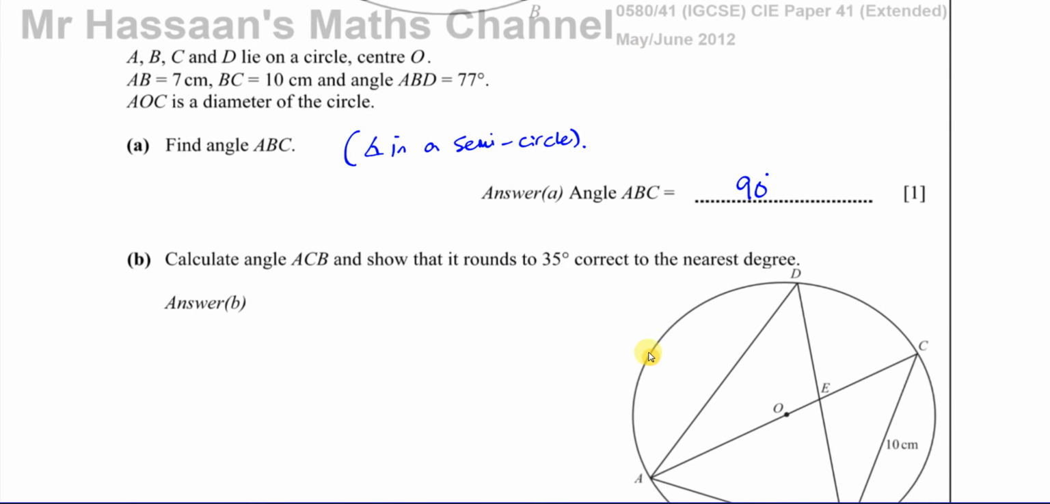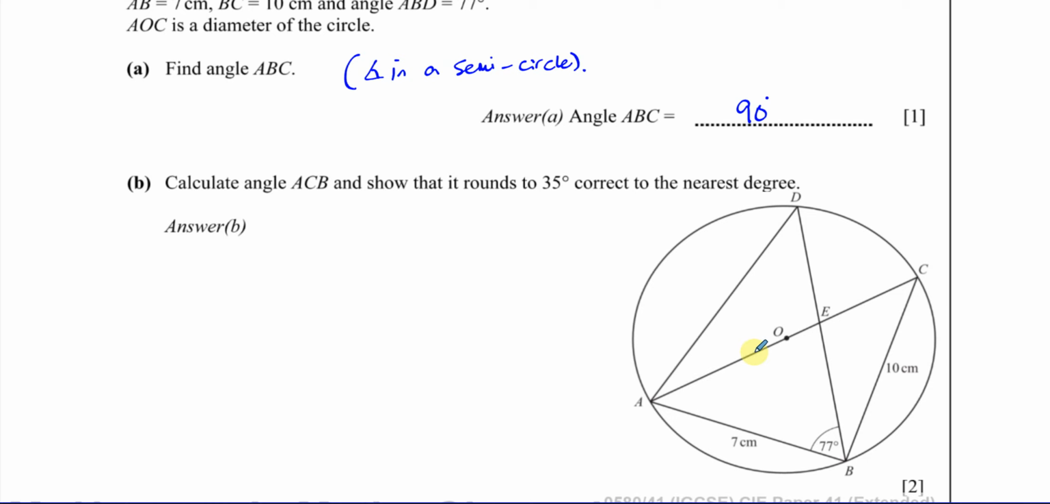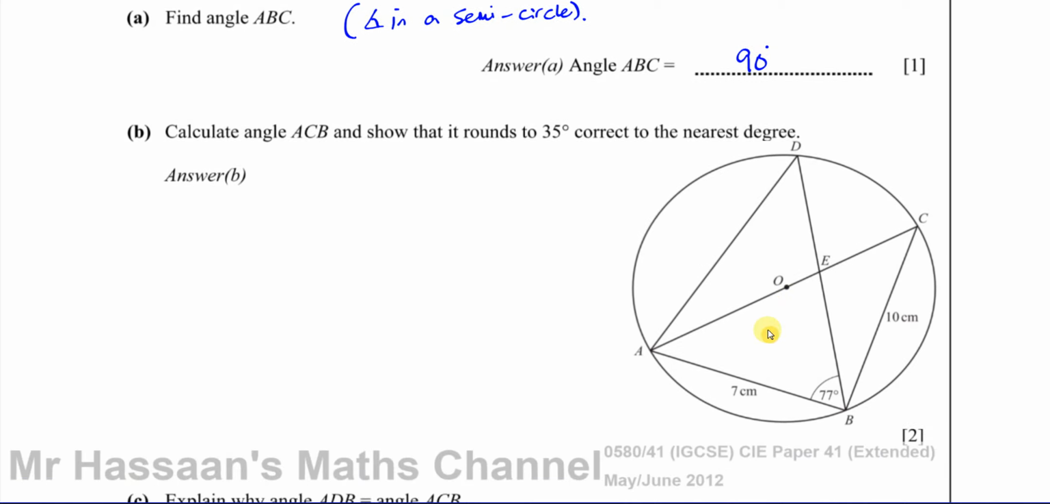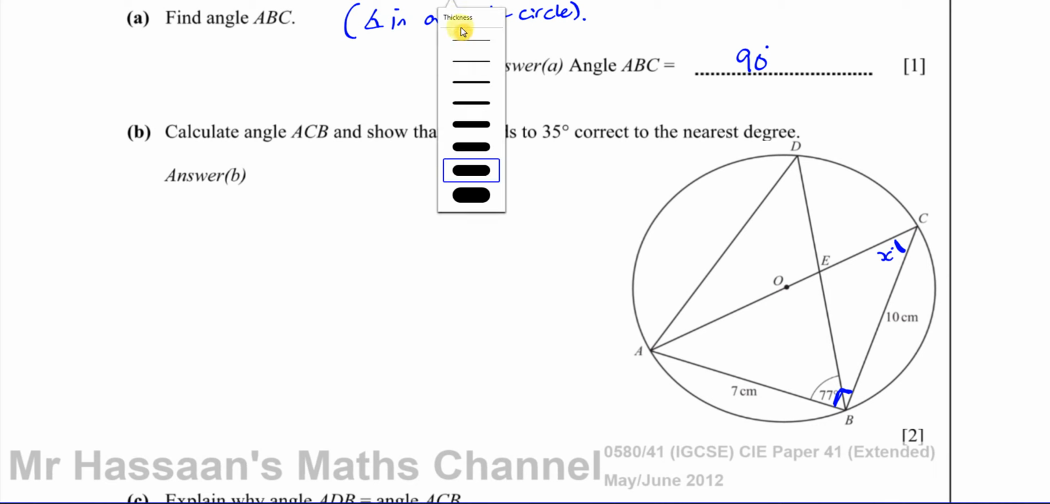Then it says part B, calculate angle ACB, showing that it rounds to 35 degrees, correct to the nearest degree. So angle ACB is the angle they want us to find. Let me call it angle X. We want to find angle X. We already determined that here we have a right angle. So basically we have a right angle triangle here. If I just highlight that to make it clear, this is a right angle triangle.